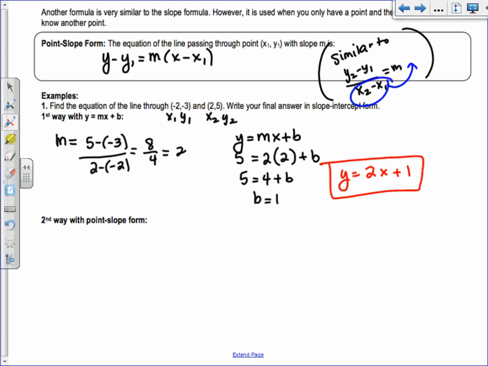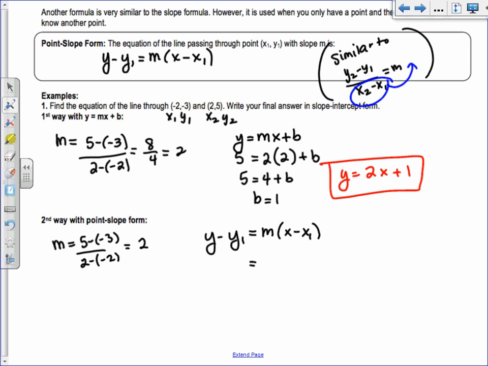Okay, so let's do the second way with the point-slope form. So the m part's the same. You would find m the same way. So you do 5 minus a negative 3 over 2 minus a negative 2. So you'd still get 2 for your slope. But then you would know, oh, I have the slope and I have a point. So when you have a point and a slope, then you can use this point-slope form, right? They all make sense. Slope-intercept if you have the slope and the y-intercept. Point-slope if you have a point and the slope. So I'm just going to write it out. So I'm going to say y minus y1 equals m times x minus x1.